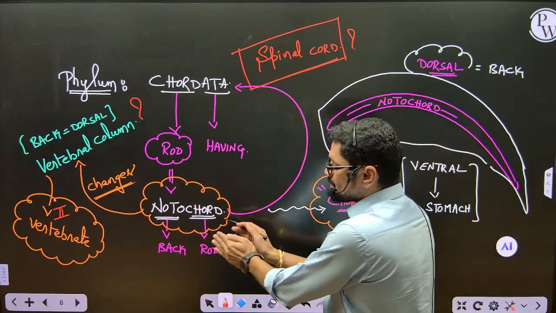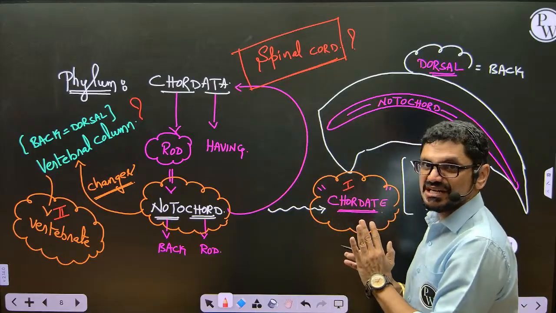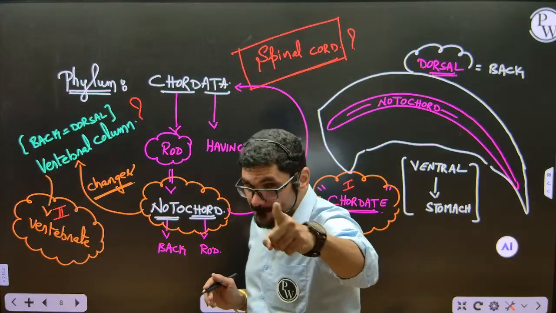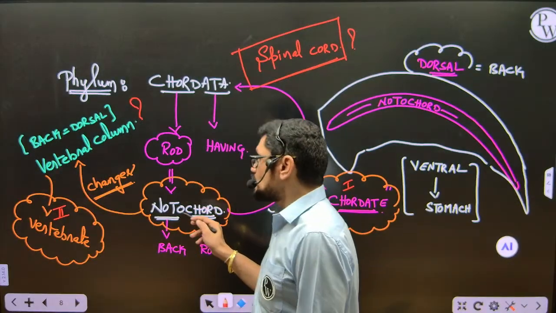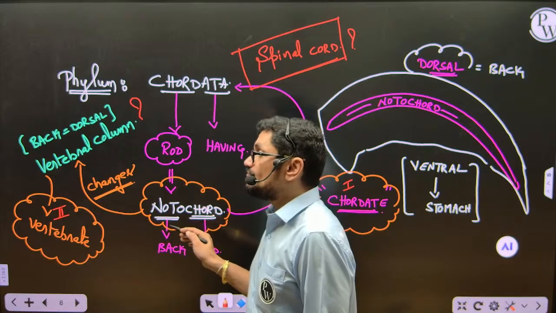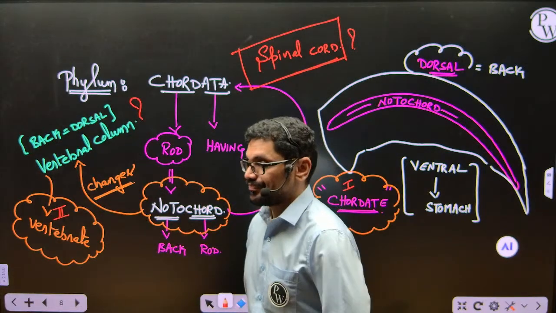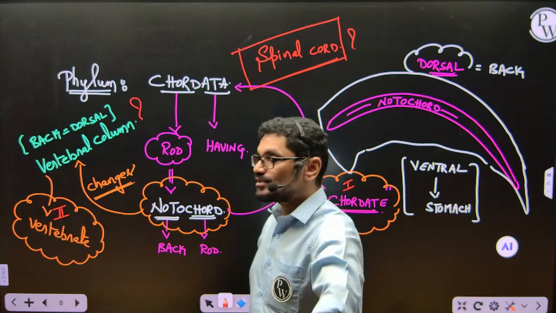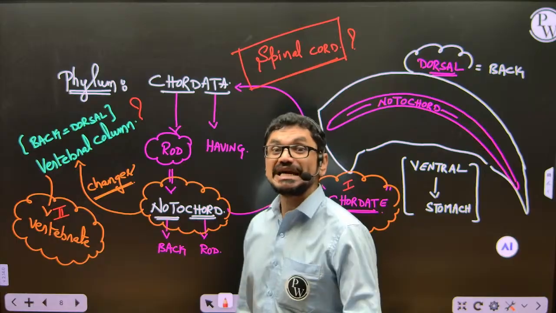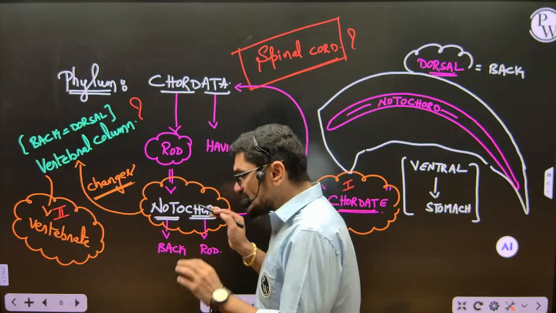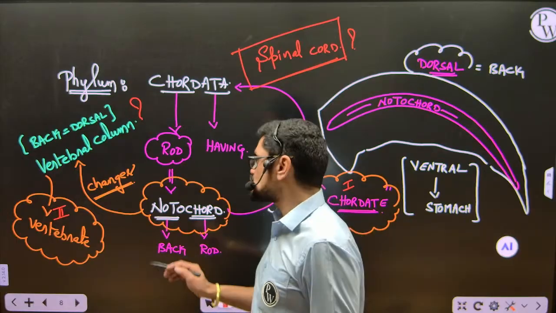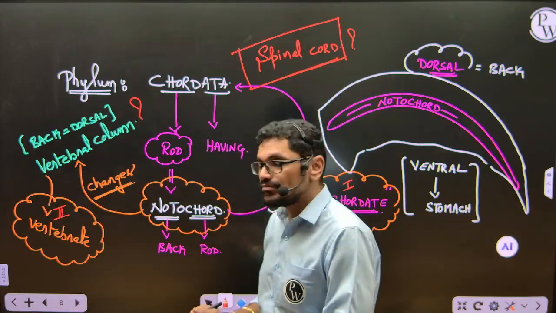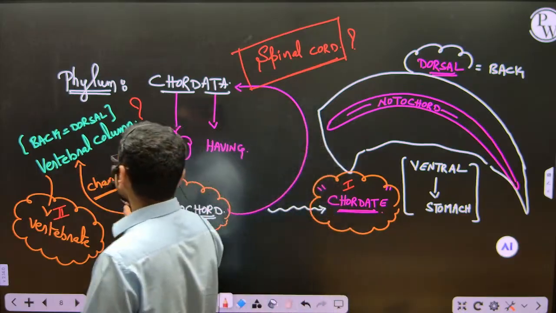If notochord is present, you have to call that animal a chordate. And there are some animals, listen to my statement, where this notochord will not transform into the vertebral column, but there are animals where this notochord transforms into the vertebral column. Generally, in many animals, the notochord transforms into the vertebral column. But in some animals, the notochord will not transform into the vertebral column.